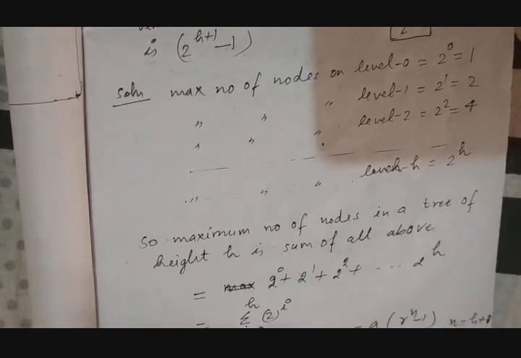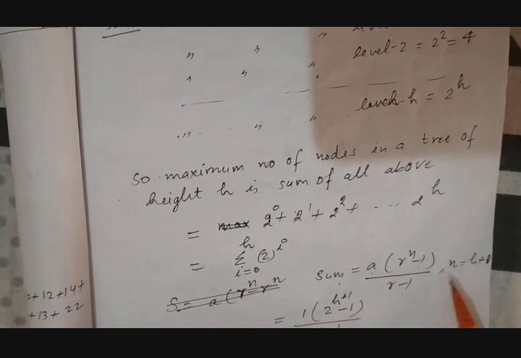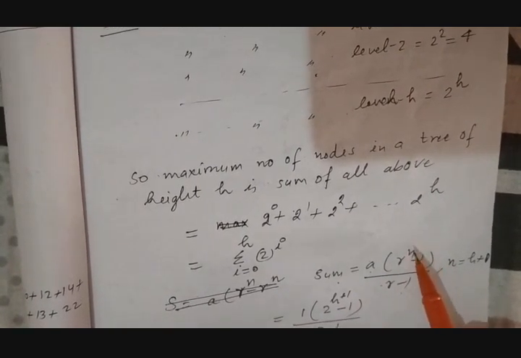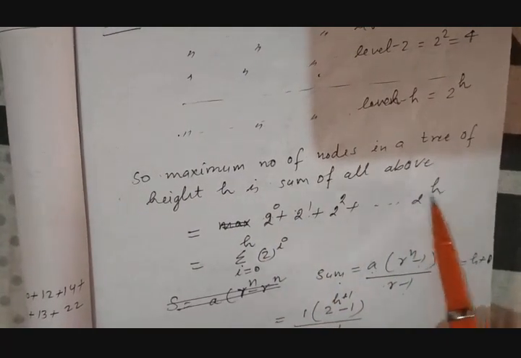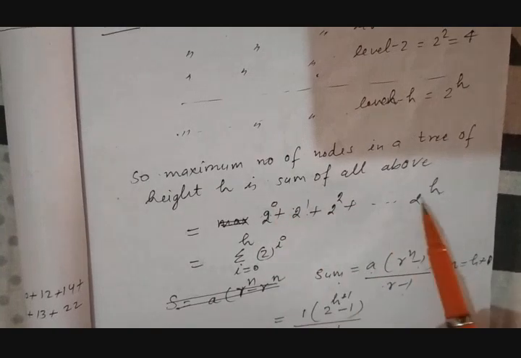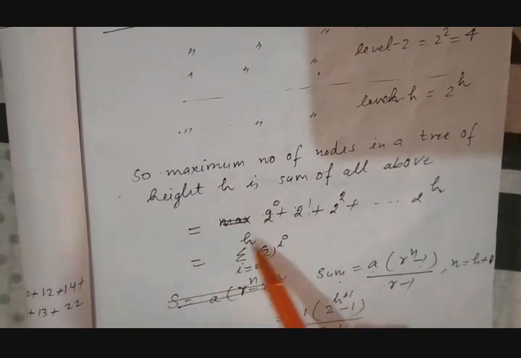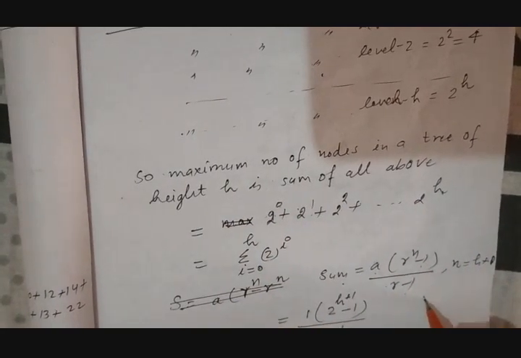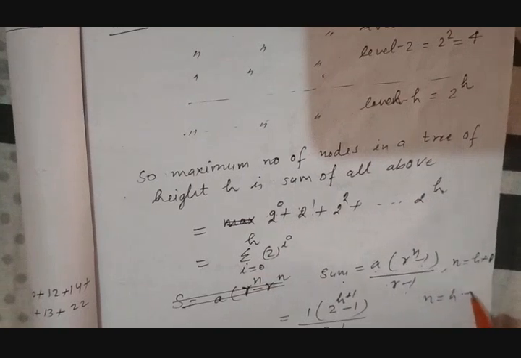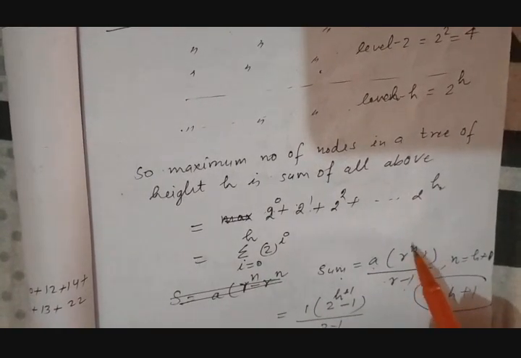So the geometric series formula says that the sum S is equal to a into r to the power n minus 1, divided by r minus 1, where n is the total number of terms. So how many terms are there? 1, 2, 3, 4, up to h. Basically it starts from 0 and goes up to h. So there will be h plus 1 terms over here. So the value of n will be h plus 1. Now we'll put h plus 1 in place of n.